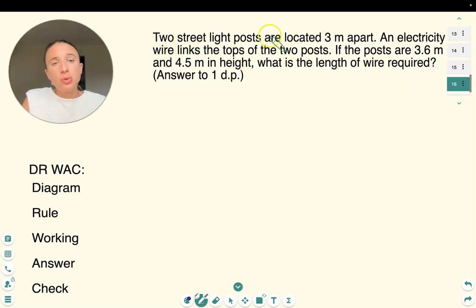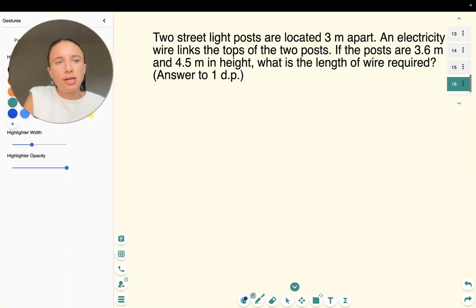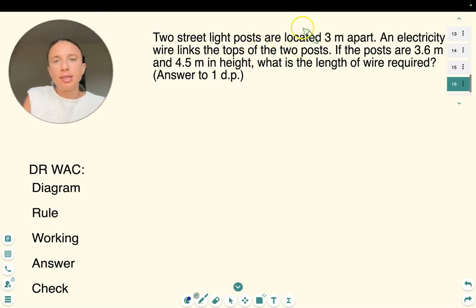Okay, so this question: two streetlight posts are located 3 meters apart. An electricity wire links the tops of the two posts. If the posts are 3.6 meters and 4.5 meters in height, what is the length of wire required? And to one decimal place.